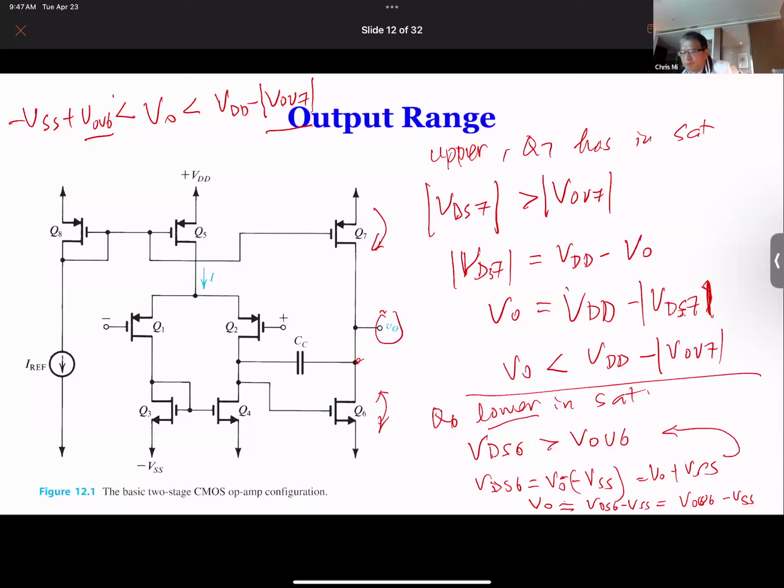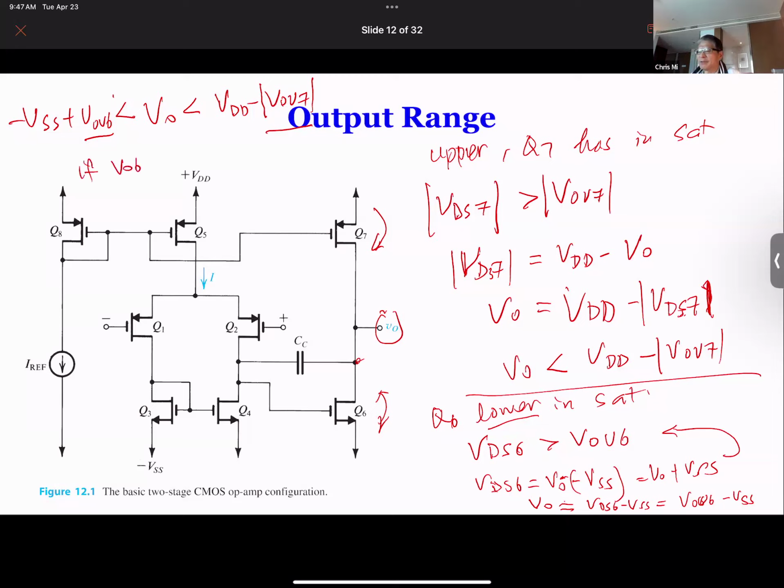It's only short of VOV6 and VOV7. So if VOV is small, your output range will be big. If VOV6 and VOV7 are 0, your output is so-called rail to rail. So I just give you the concept.